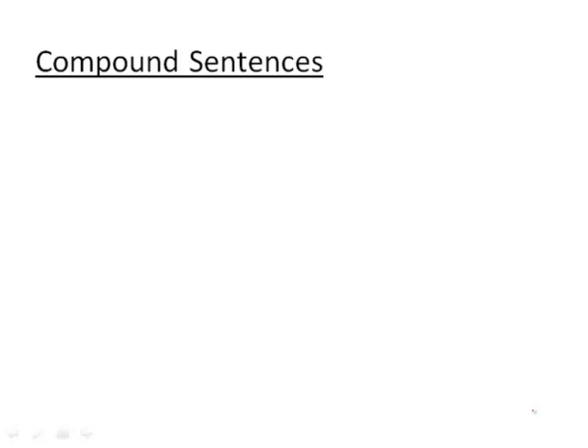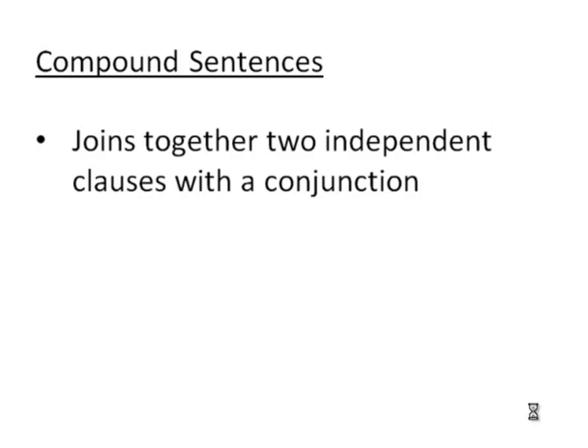So let's see how we can make our writing better. First off, we can use compound sentences that join together two independent clauses. Now again, an independent clause is a sentence. Whenever you see independent clause, just think, oh, sentence. So a compound sentence joins two sentences together with a conjunction.